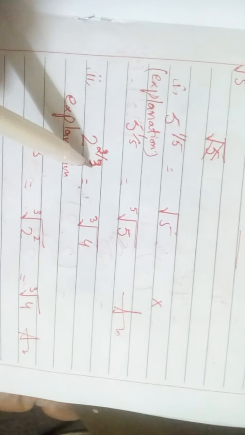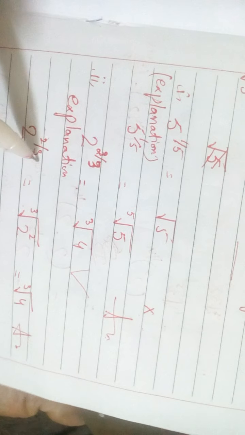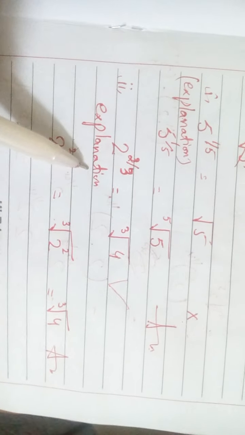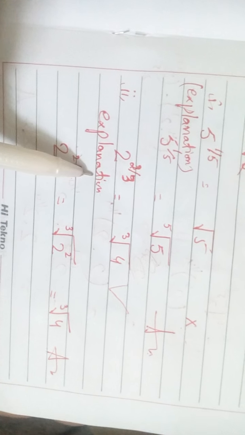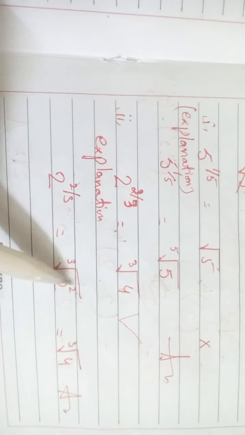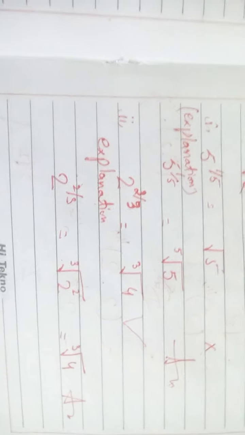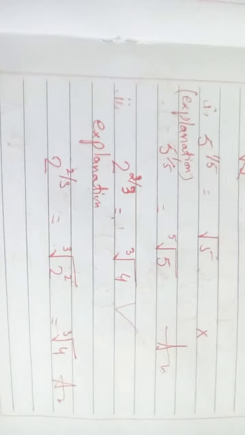Second is 2 raised to 2 by 3 is equal to 4 square root of 3. Is it right or wrong? Yes, it's right. Explanation: 2 raised to 2 by 3. By 3 you hide that. What is up is 2 raised to 2. You write here 2 raised to 2. By 3 means square root of 3. So 2 raised to 2 means 2 squared, which is 4. 4 square root of 3. Understand that? You can do it in class.